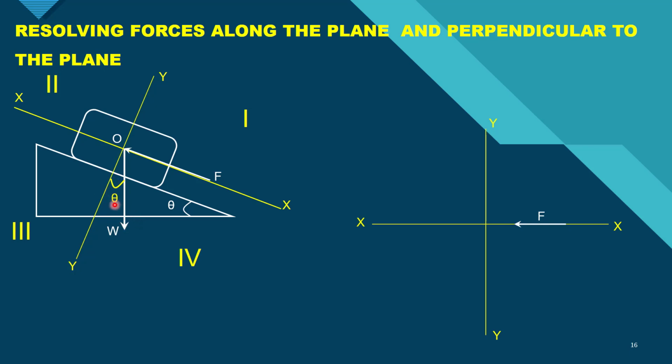Now when you resolve this weight into two components, you will get W sin theta along the x-axis acting towards right and W cos theta acting along the negative y-axis in the downward direction. So W cos theta acting in the downward direction and W sin theta acting towards right. Now we have resolved the forces. Once the forces are resolved, we know how to find the magnitude of the resultant force as well as the direction of the resultant force. That can be done with the help of principle of resolution.